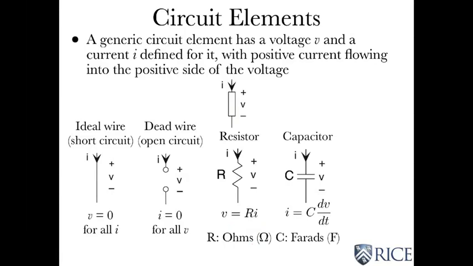The capacitor is a bit more interesting. The symbol for a capacitor is this set of lines going into what looks like two perpendicular lines. The VI relationship is that the current is proportional to the derivative of voltage. And that constant of proportionality is the capacitance, which is measured in farads. Farads is named for Michael Faraday, the very important 19th century experimental physicist.